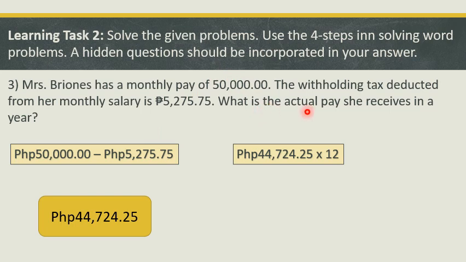Ang tanong dito, what is the actual pay she receives in a year? So, sa isang taon, magkano yung kanya nakuha sa isang taon? So, ito ay kada buwan. So, ilan bang months meron sa isang year? So, yun ay 12 months. So, kaya itong 44,724 pesos and 25 centavos ay i-multiply natin sa 12. And, ang makukuha natin is 536,691 pesos. So, ito yung nakukuha ni Mrs. Briones sa loob ng isang taon.